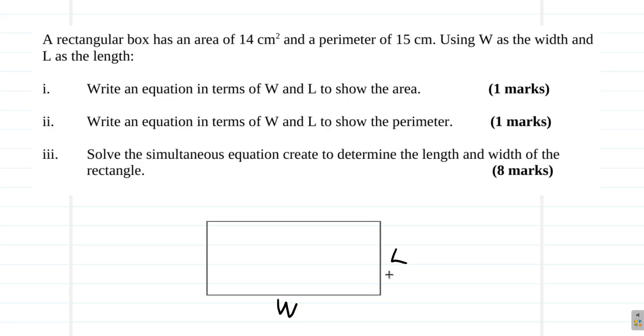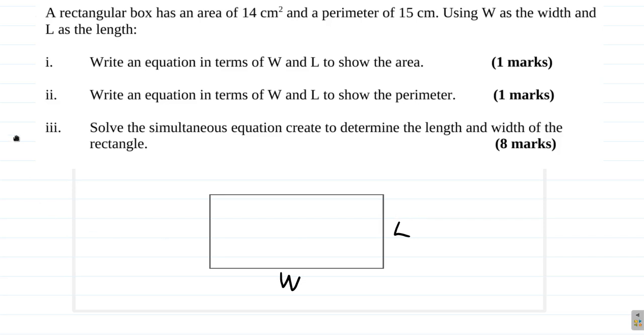Now, write an equation in W and L to show the area. But the thing is, the area is 14. If you multiply W by L, you get the area. So WL is equal to 14 centimeters squared. See that? Right, what else do they say you should do? Write an equation in terms of W and L to show the perimeter.